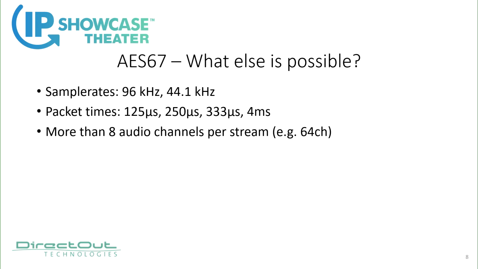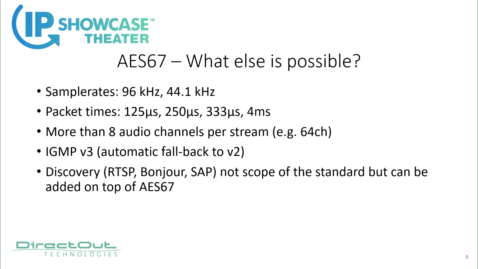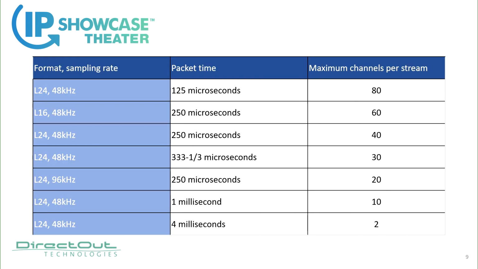Then you can also use, of course, more than 8 audio channels per stream. So with a lower packet time, like 125 microseconds, you can go up to 64 channels, for instance. You may use IGMP v3, and it's not in the scope of the standard, as I said, but you can, of course, put on top of AES67 discovery protocols like RTSP, Bonjour, SAP, to make it more comfortable for the user to set AES67 streams up and configure your system.